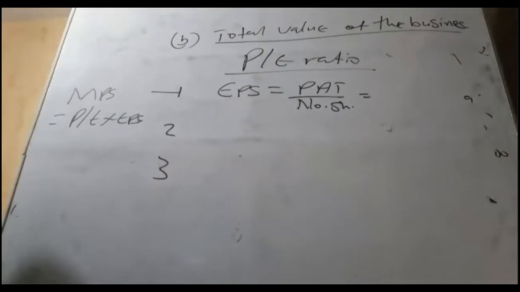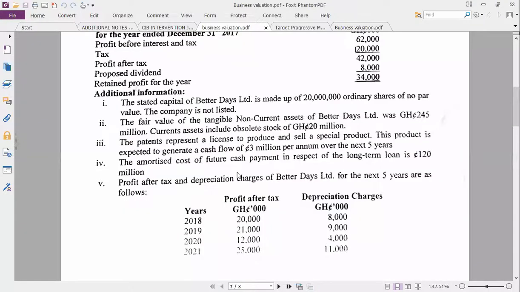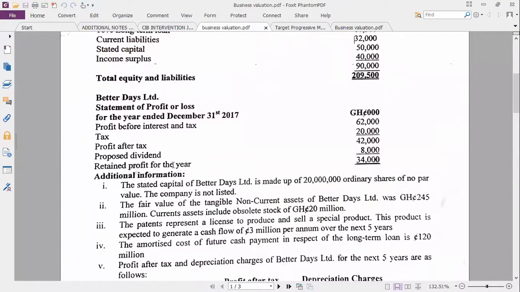What's the profit after tax? Let's go and pick it. So let's see the profit after tax. Where? Retained profit for the year? We said profit after tax. We didn't say retained profit. So the confusion or the manipulation is there. So profit after tax is 42,000. Perfect. So that is 42,000. Great.